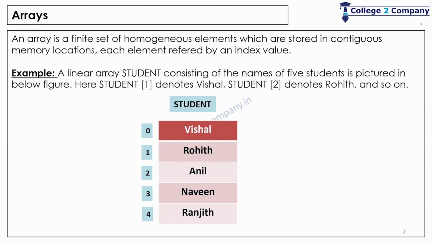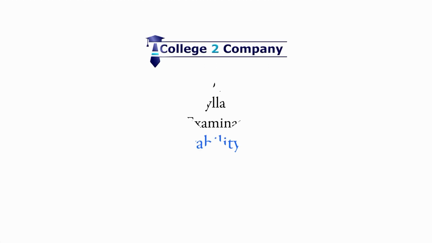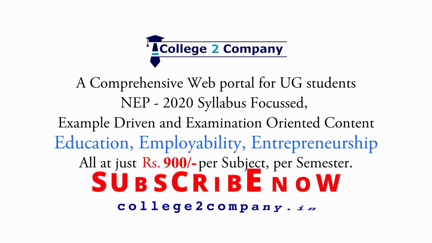Array is a finite set of homogeneous elements which are stored in contiguous memory locations, each element referred by an index value. Here, homogeneous data elements means the data values which we store in array should belong to the same data type. Here is an example of array student. The student array stores 5 names of students. Each name is referred by an index value which always starts with 0.